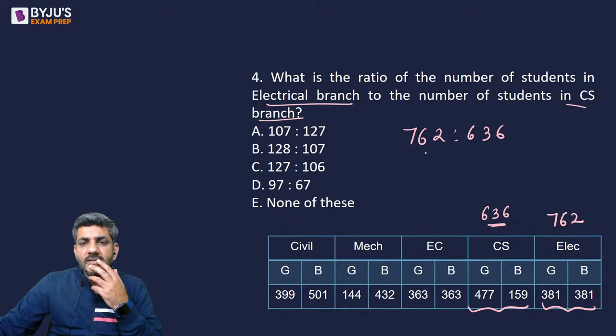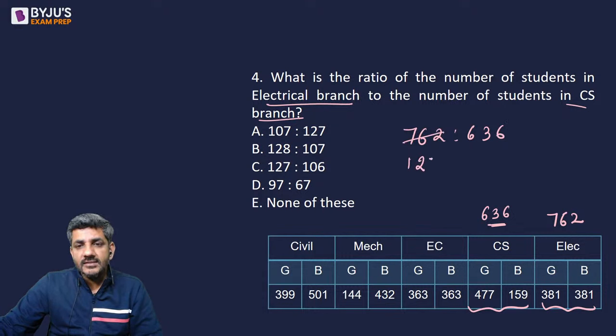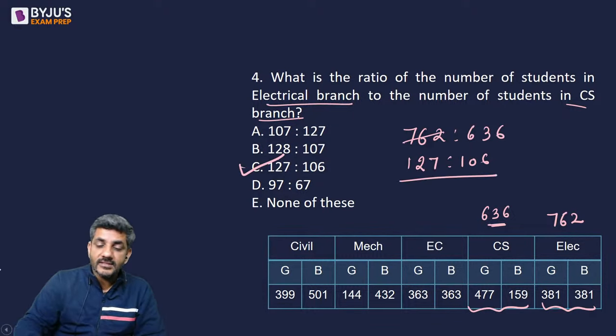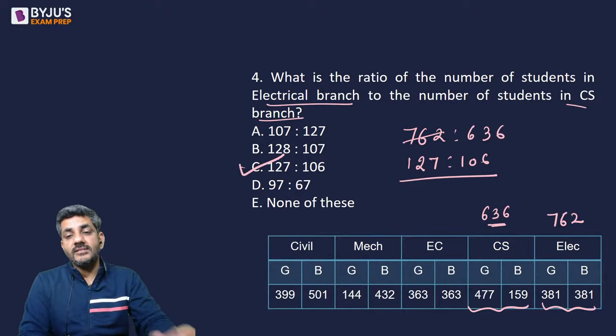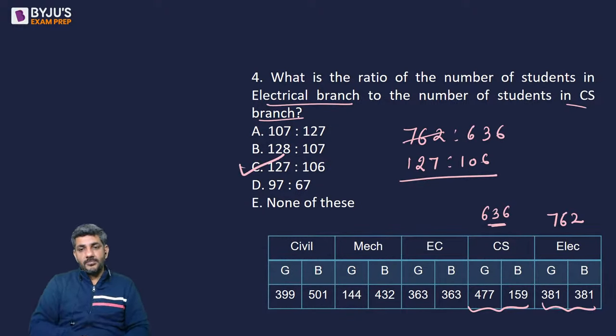चलिए करते हैं. ये दोनों मुझे दिख रहा है 2 से कैंसिल आउट हो रहे हैं, 3 से भी हो रहे हैं. तो 6 से काट देता हूं. So 6 12s are 72... and 6 7s are 42... and 6 106. So 127 is to 106 is given in option C. That is the right answer for this last part now.